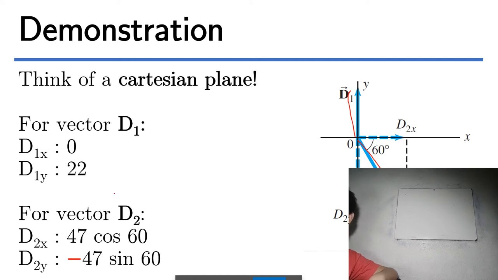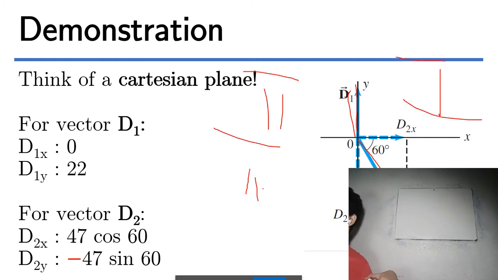So, for vector D1, let's get the individual x and y components. For D1, the x component is 0 kasi straight lang siya pataas, di ba? So, ang y component lang meron, 22. Pero tingnan natin itong D2, no? D2. Anong napansin nyo? Yung isa may negative. Bakit? Kasi nandito siya sa fourth quadrant, di ba? This one is quadrant 1, quadrant 2, quadrant 3, quadrant 4. And as you remember, sa Cartesian plane natin, pag quadrant 1, positive yung x and y, ibig sabihin dito, positive ang both x and y components.